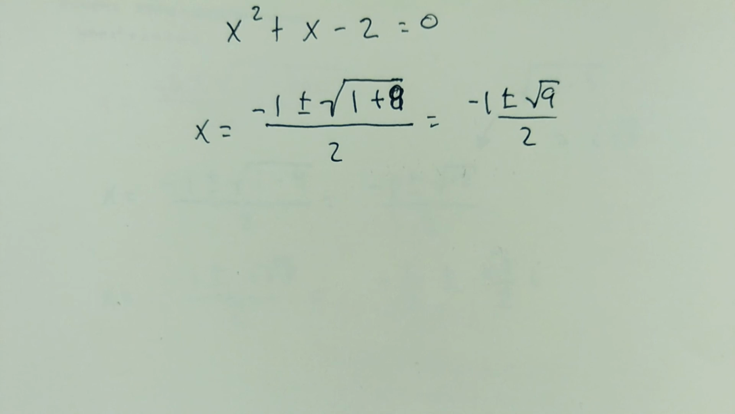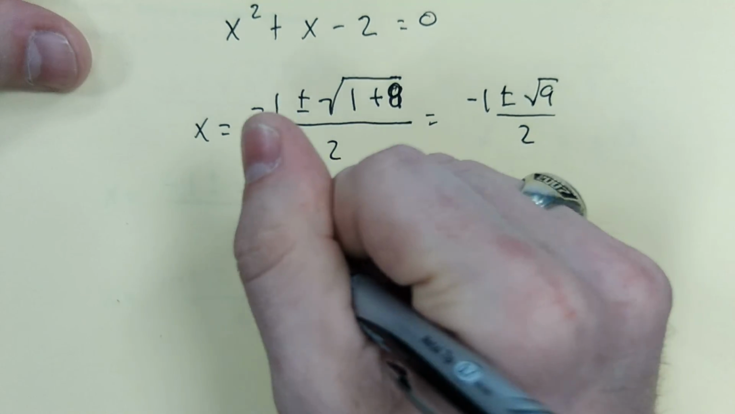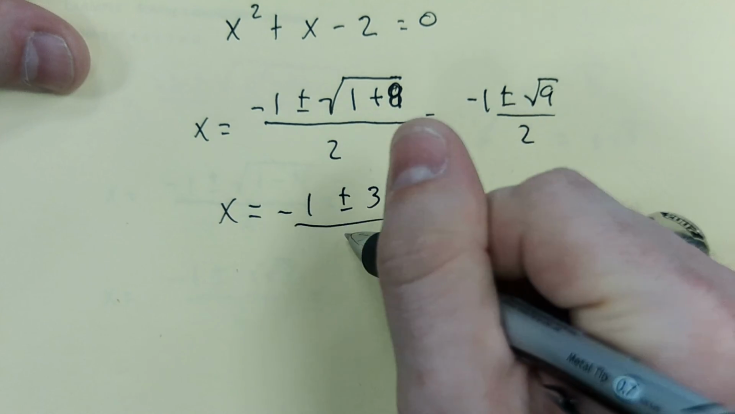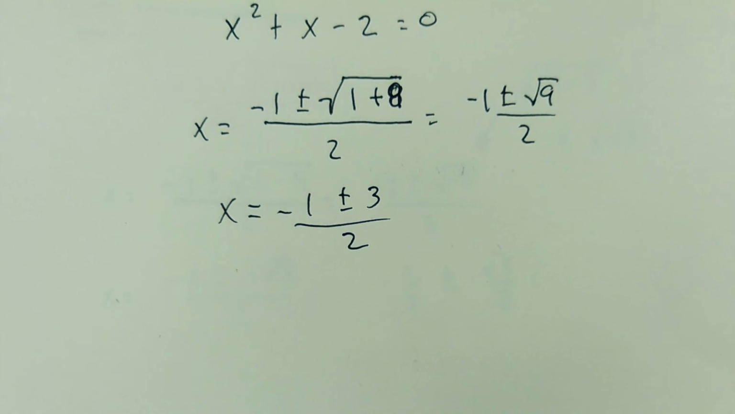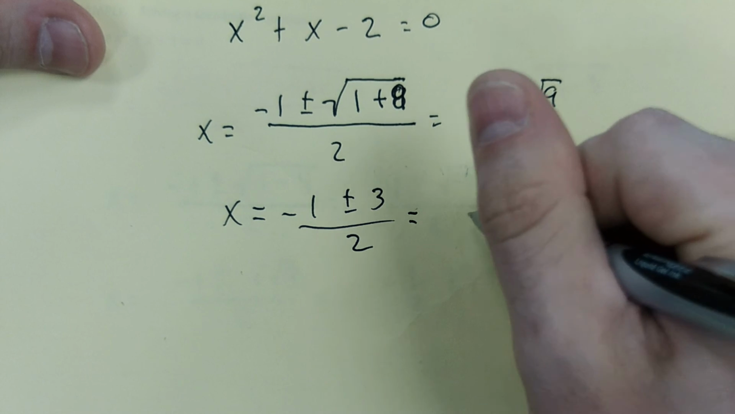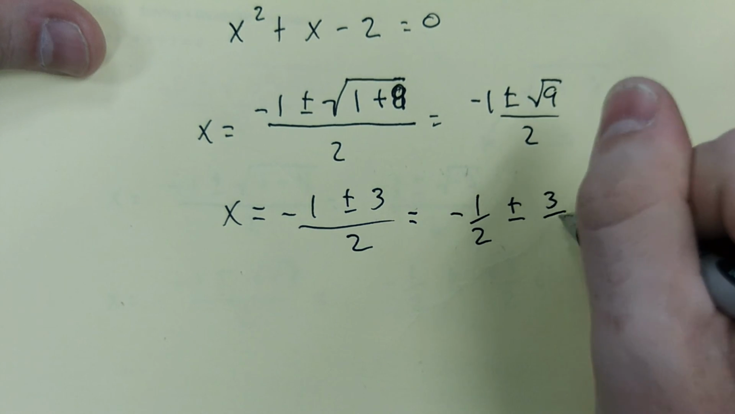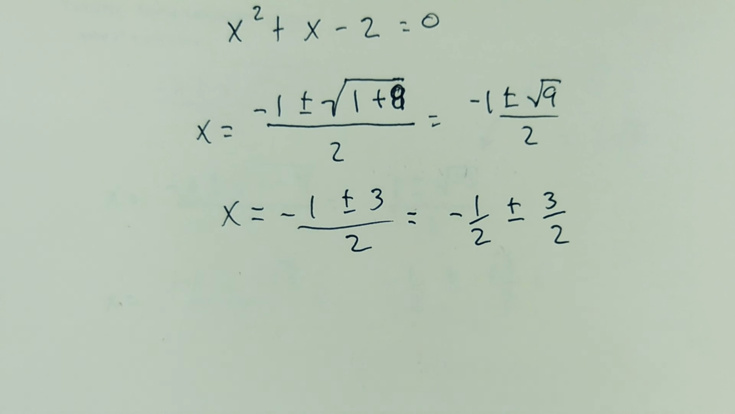But what is the square root of 9? It's 3. So what I actually have is negative 1 plus or minus 3 over 2. Let's write this as two different fractions. Negative 1/2 plus or minus 3 over 2. Now let's go back to Desmos. By the way, can we all agree that 3 over 2 is 1.5? Cool. Here's the line x equals negative 1/2.